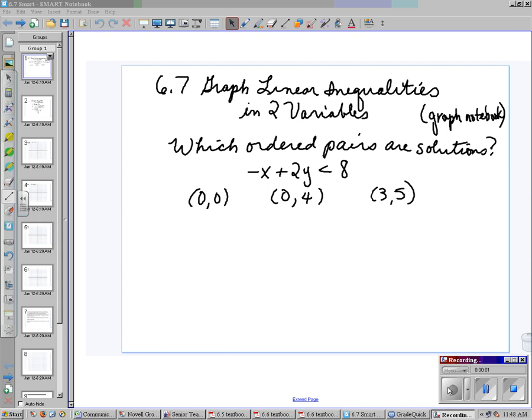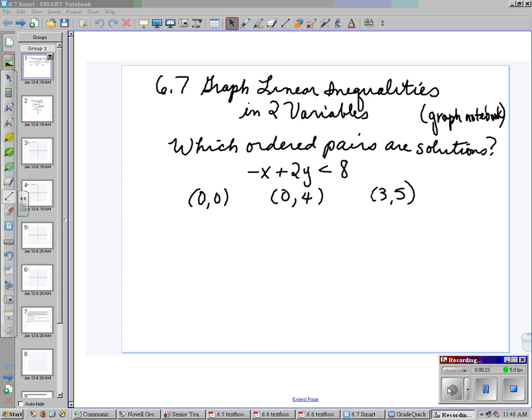We're doing section 6.7, which is to graph linear inequalities in two variables. We needed a sheet of graph paper, which you all have now. And the first thing that we're going to look at together is just determining whether these ordered pairs that are up here are actually solutions to the inequality that I have written.